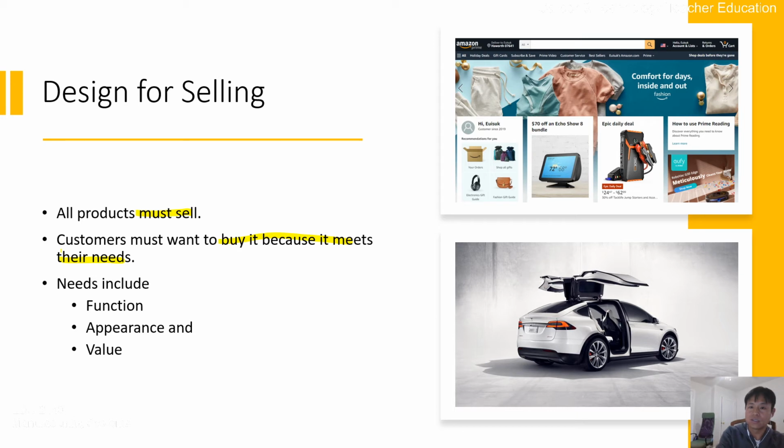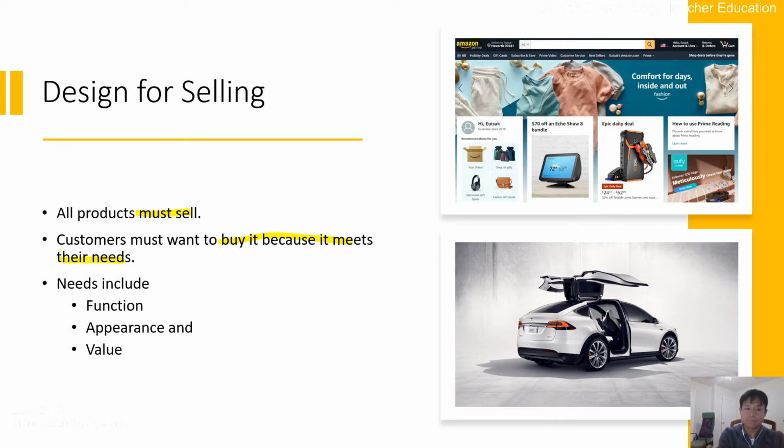So this is another example. Amazon.com. I captured this one. This web design does not provide all functions on the first day on their page. They just show several items that might interest that customer. So this is an example of design for selling.